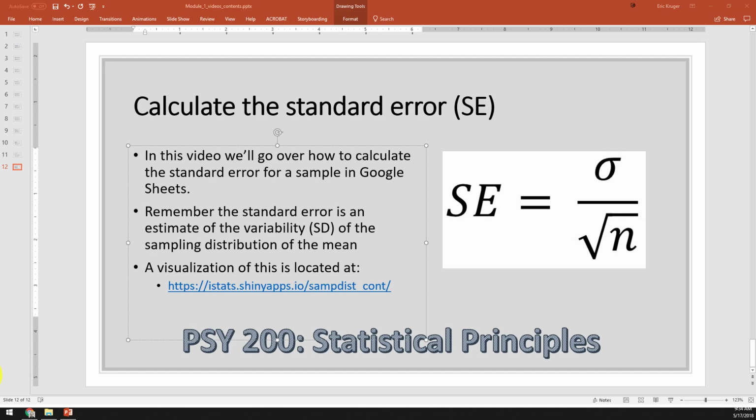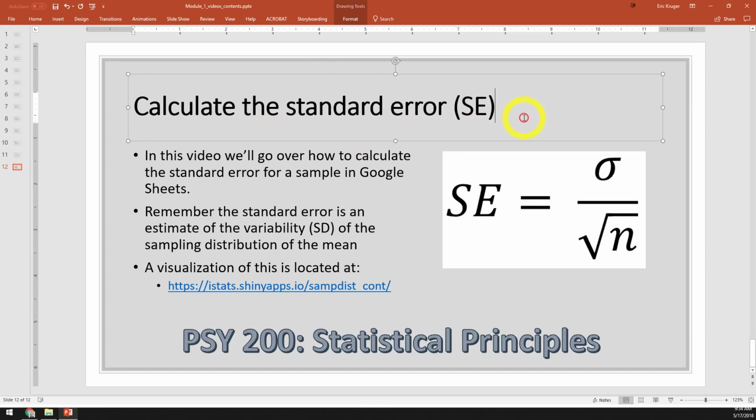In this video, I'll be going over how to calculate the standard error. This is one of the key principles in statistical inference. It's really the sort of, if you want to think of it, the ruler by which we gauge whether our sample is statistically significant. And so it's key that we learn how to calculate this and understand its meaning.